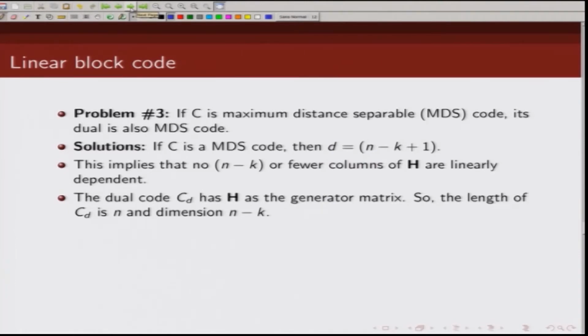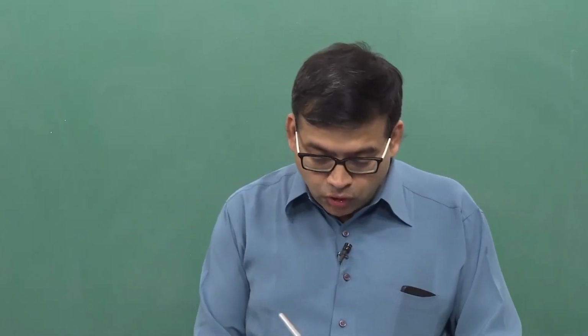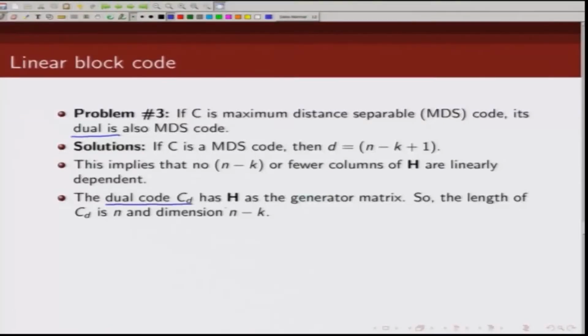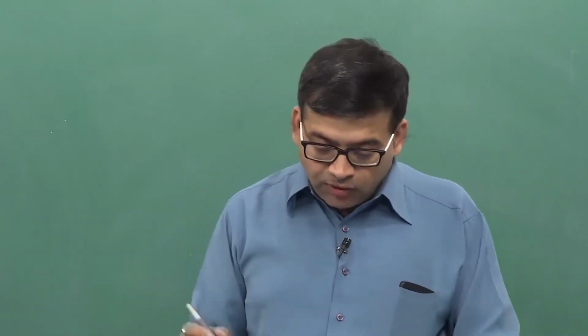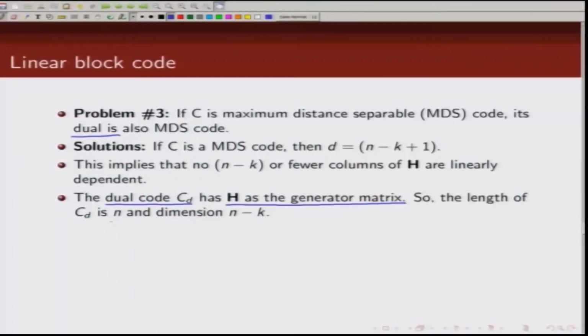Now, let us look at its dual code. What do we know about the dual code? We know that the generator matrix of a dual code is the same as the parity check matrix of the original code. So, for this dual code, H will be the generator matrix. This follows from the property of the dual code. And we also know the dual code word length should be n, and since this was an (n, k) code, the dual code dimension should be n minus k.